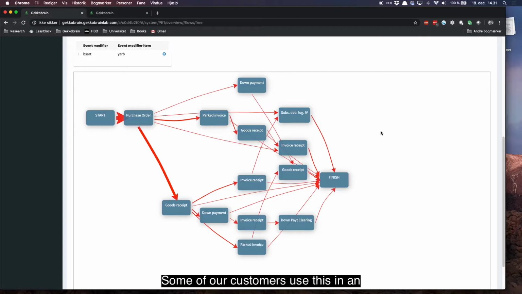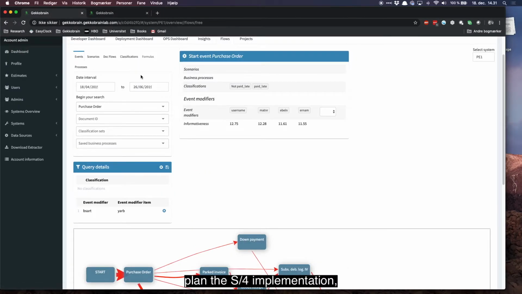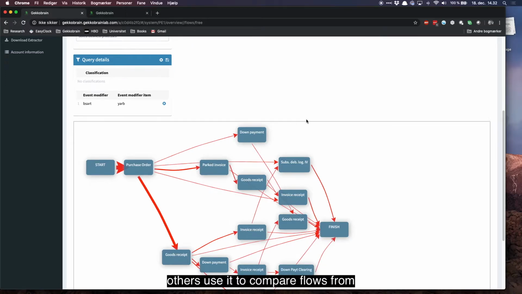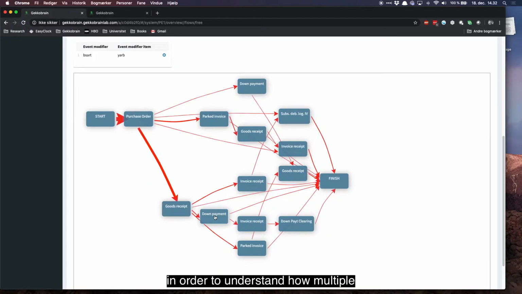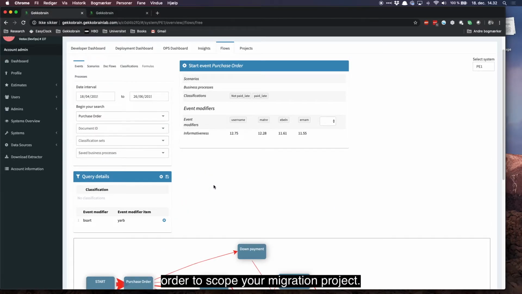Some of our customers use this in an S/4HANA migration scenario to understand how their business processes look for real in order to plan the S/4 implementation. Others use it to compare flows from different organizations or systems in order to understand how multiple systems could potentially be consolidated into one system. And this is very helpful in the understanding of greenfield versus brownfield, where the most relevant migration scenario is a combination of the two. And for that, you can use Gekkobrain FLOWS to understand what custom code is connected to which business process steps in order to scope your migration project.